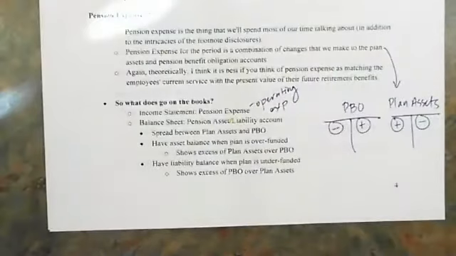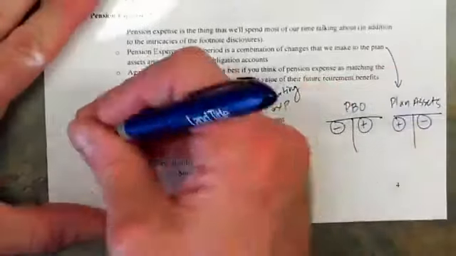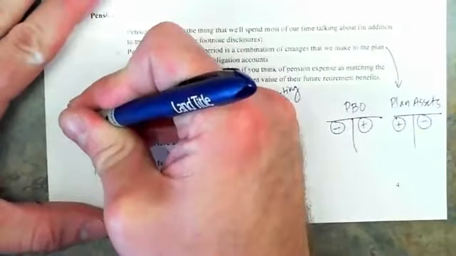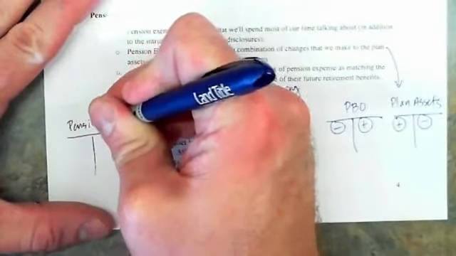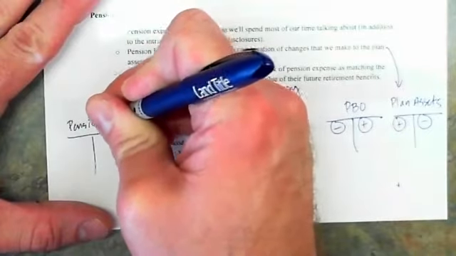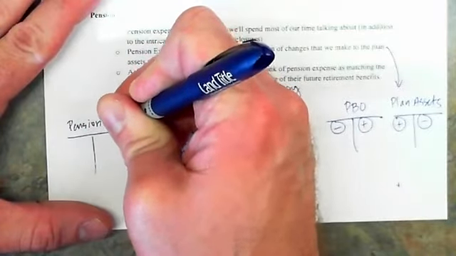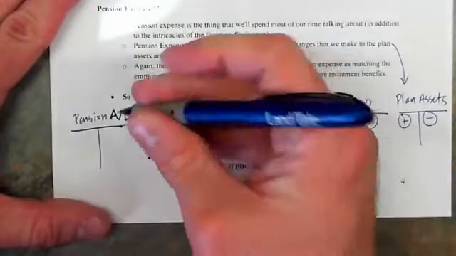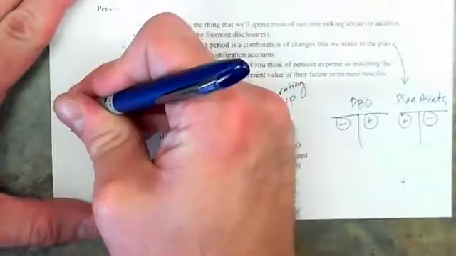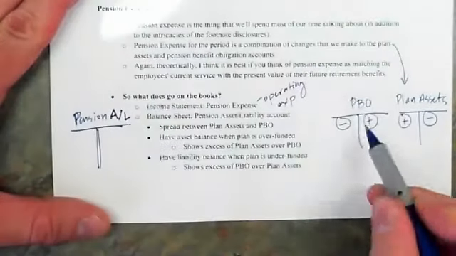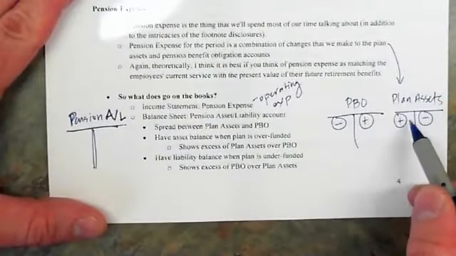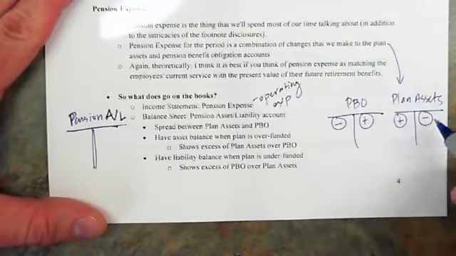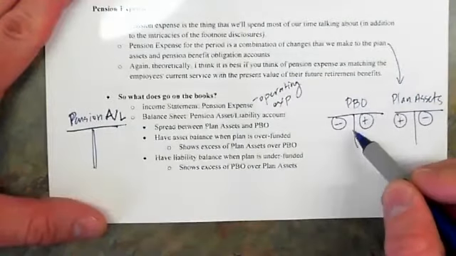We have a pension asset liability account. What that is, it could be either one, right? So it's a pension A/L account, this is how I show it. But it's either going to be a pension asset on the balance sheet or a pension liability on the balance sheet. And it'll be a liability when the PBO is greater than plan assets. It'll be an asset when plan assets are greater than the PBO.